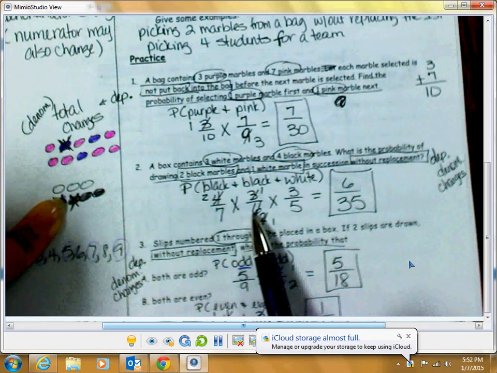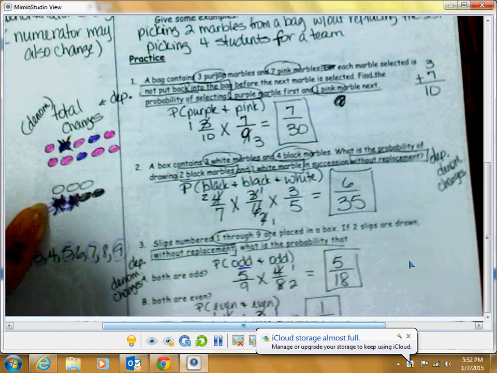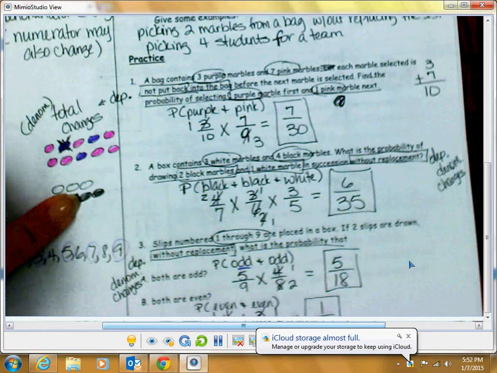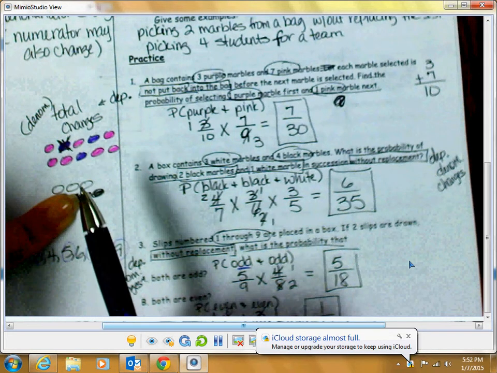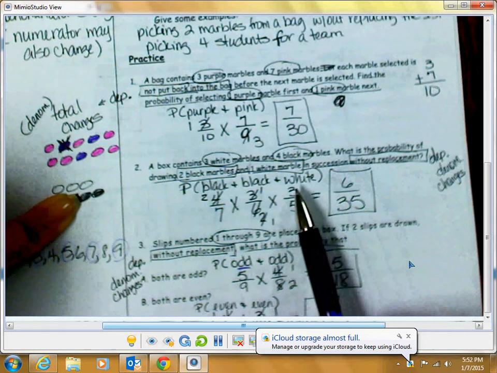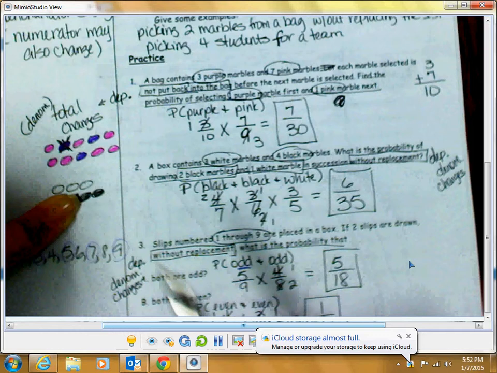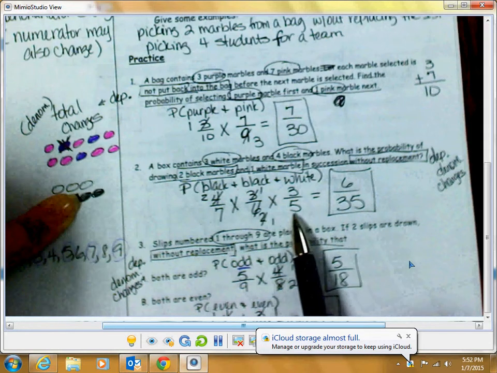Since I'm not going to replace that black, I get rid of it, so it was crossed out. Now all I can see is these 5 that are left. I want a white one now. I see 3 whites out of the total 5. So that's where the 3/5 comes from.